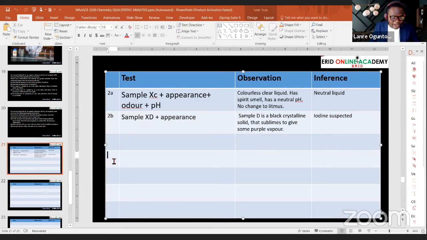Okay, so we are now in 2E, right? 2E. So in 2E, we have looked at solubility of your sample. So the next thing would be to carry out your iodoform test. But how do you think they might phrase the question?